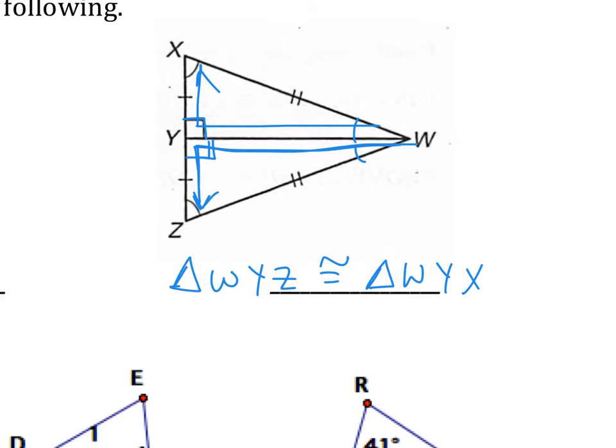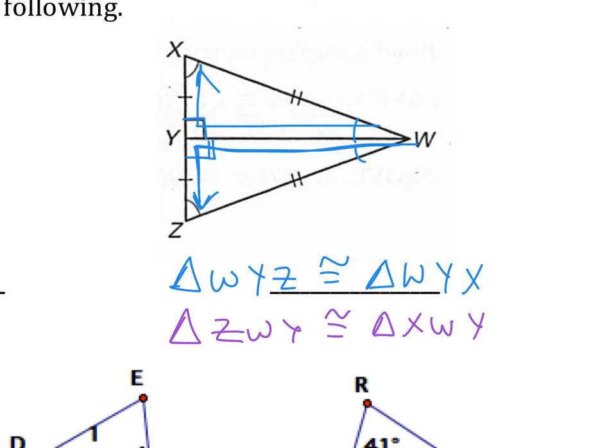So did somebody come up with a different one? Because remember, there are 6 answers. Sam. Triangle ZWY is congruent to triangle XWY. Okay? As long as your W's are in the same spot, your Y's are in the same spot, and then Z and X are in the same spot.